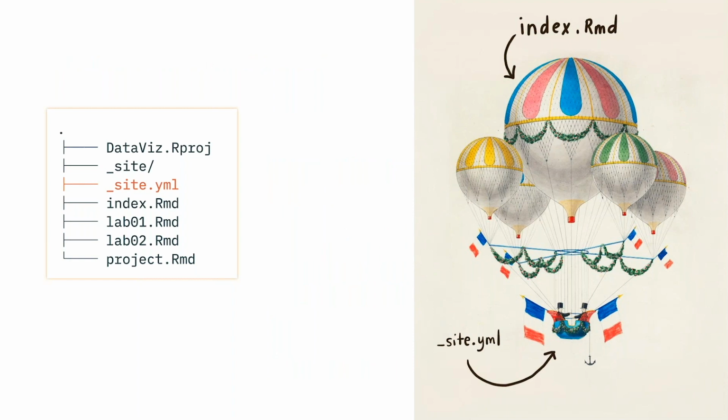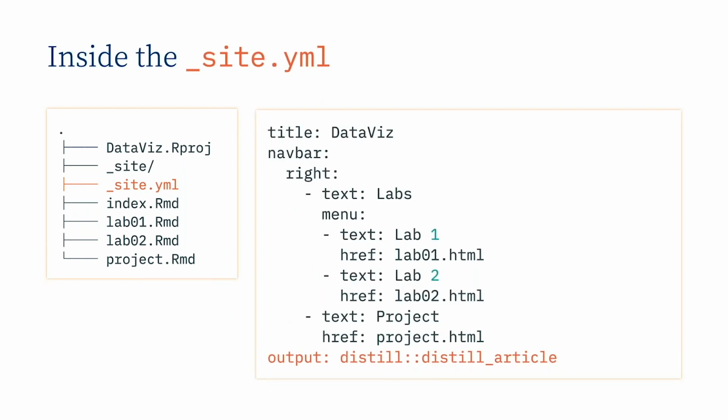And then we also have an _site.yml file. This is still going to be our site configuration, so this should also sound a bit familiar. And the YAML navbar keys here are similar to what we used in our Markdown sites, with one important change. The output must specify that this is going to be a Distill article.